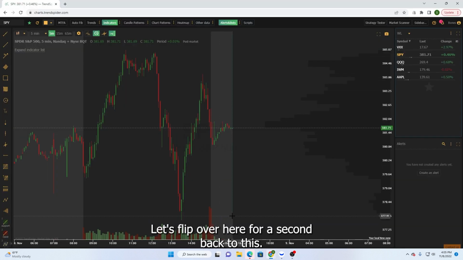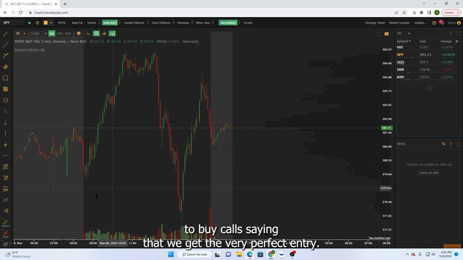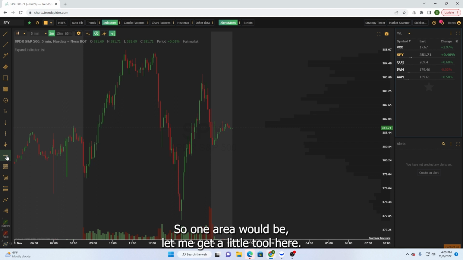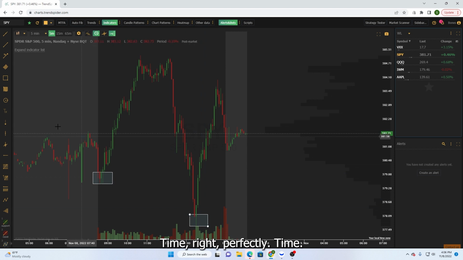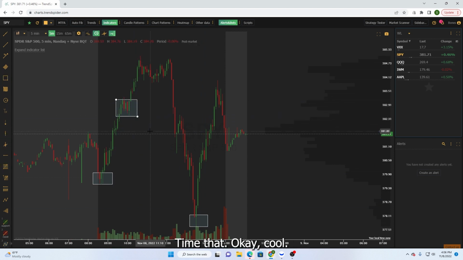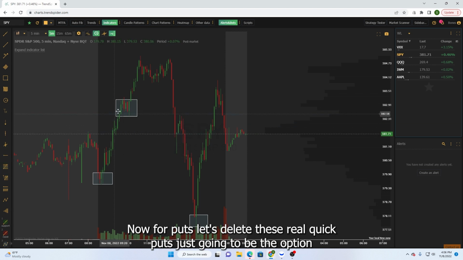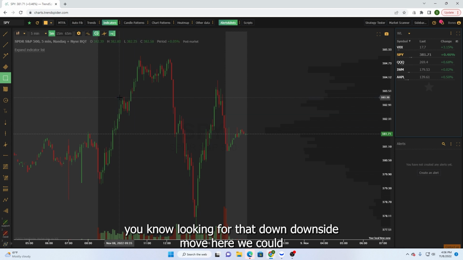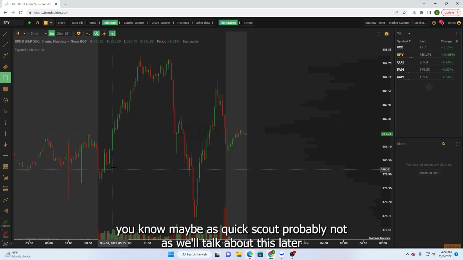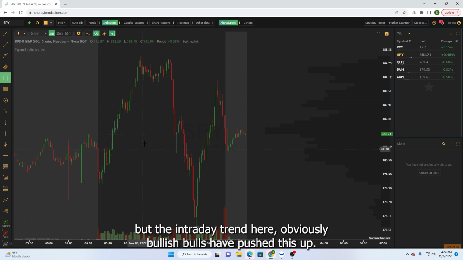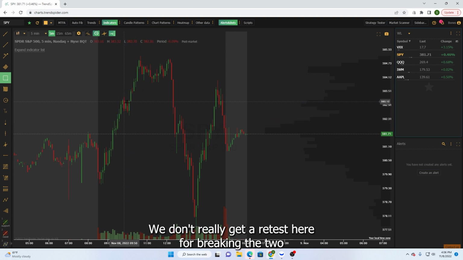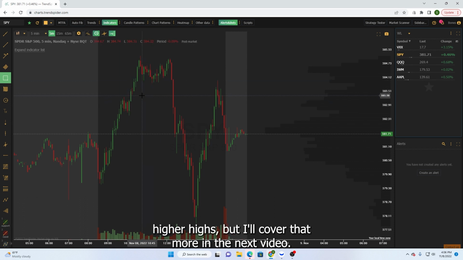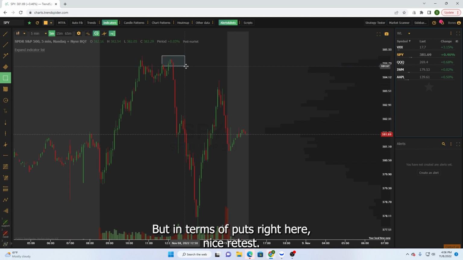Let's flip over here for a second back to this. So areas where we would want to buy calls, saying that we get the very perfect entry: one area would be, let me get a little tool here, buy some calls right here, buy calls here, if we can time it right, a nice pullback here. Okay, cool. Now for puts, let's delete these real quick. Puts are just going to be the opposite, looking for that downside move. Here we could maybe do a quick scalp, probably not, as we'll talk about later, but the intraday trend here is obviously bullish, bulls have pushed us up. So on a pullback, we'd like to see that retest. We don't really get a retest here before breaking to higher highs, but I'll cover that more in the next video.